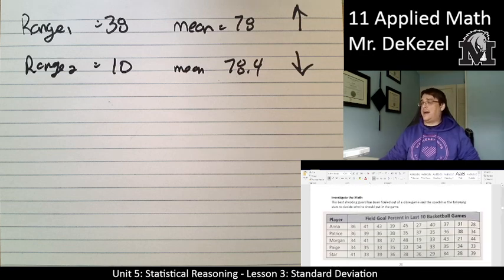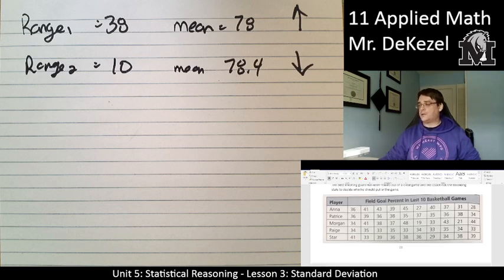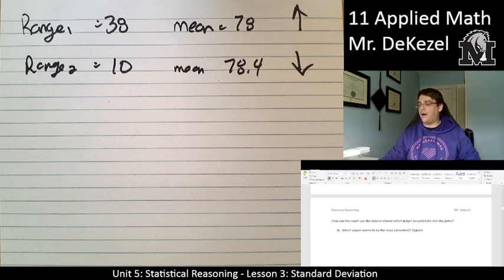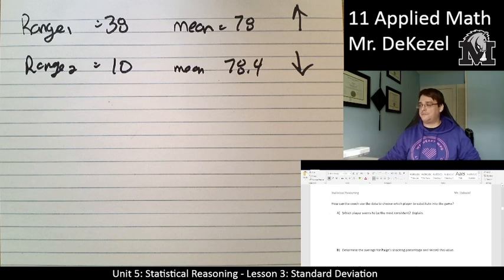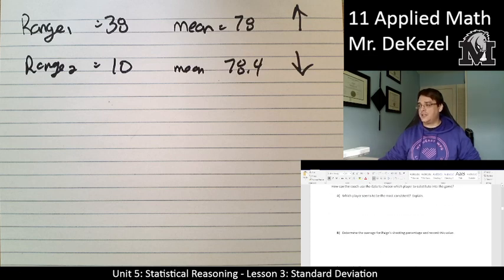Let's look at our five players on the basketball team and their field goal percentages in the last 10 basketball games. Anna, Patrice, Morgan, Paige, and Star. The best shooting guard has been fouled out of the game, and the coach has the following stats to decide who he should put in. Let's find out. How can the coach use the data above to choose which player to substitute into the game?